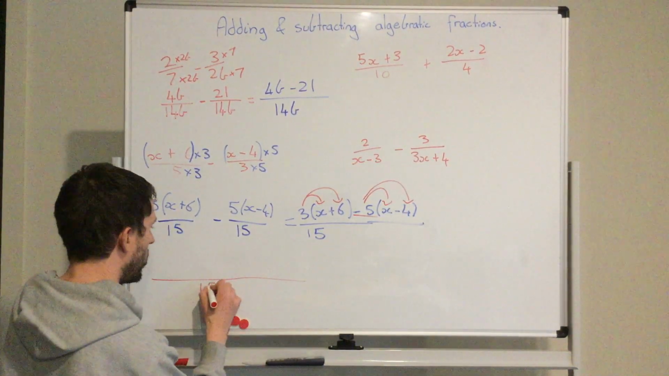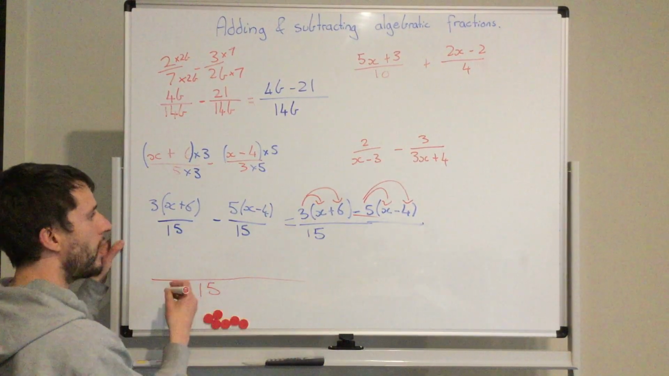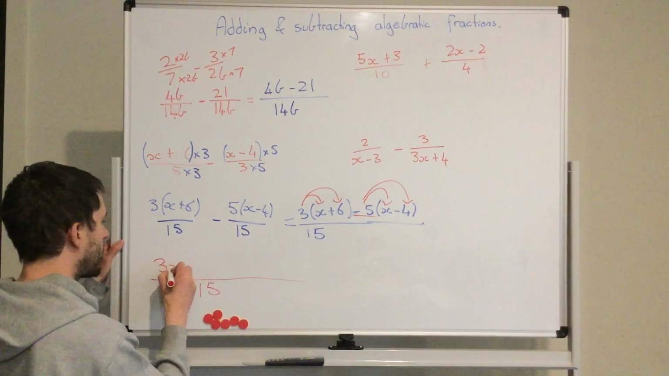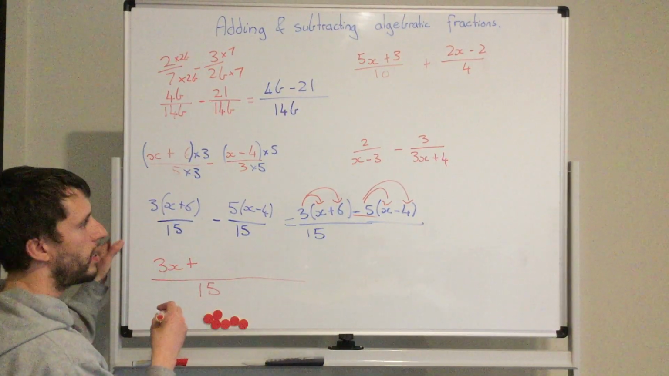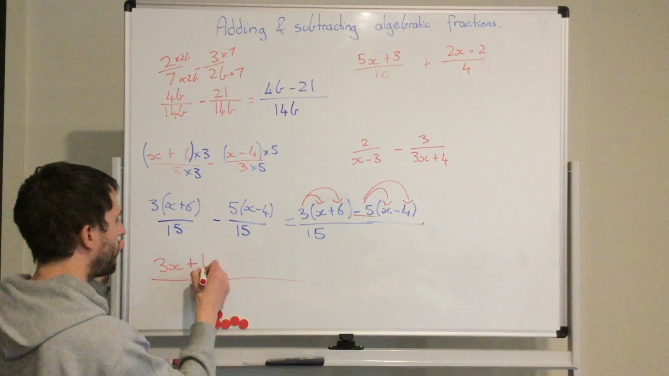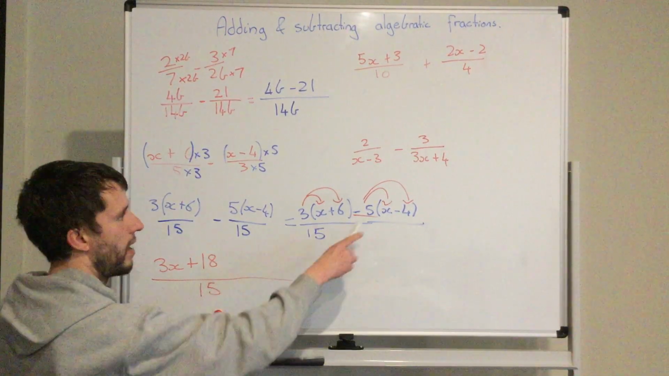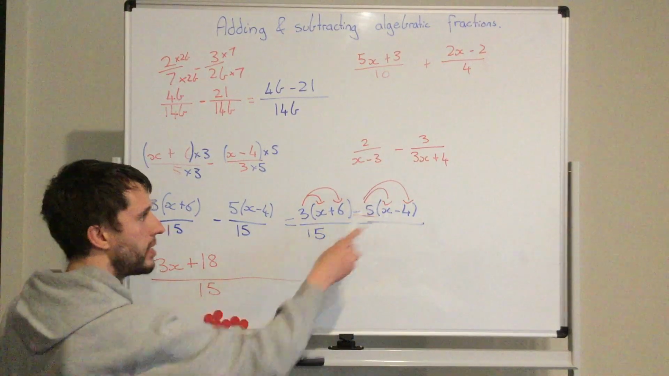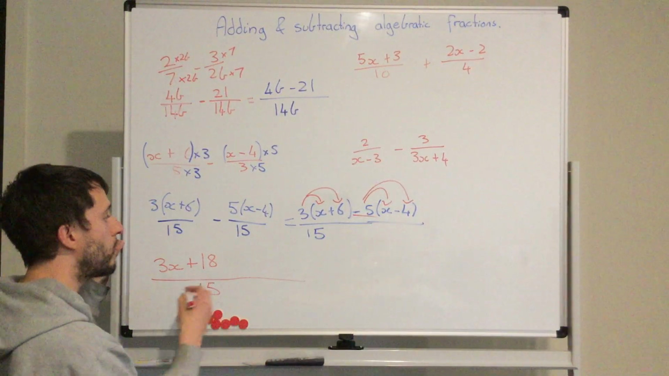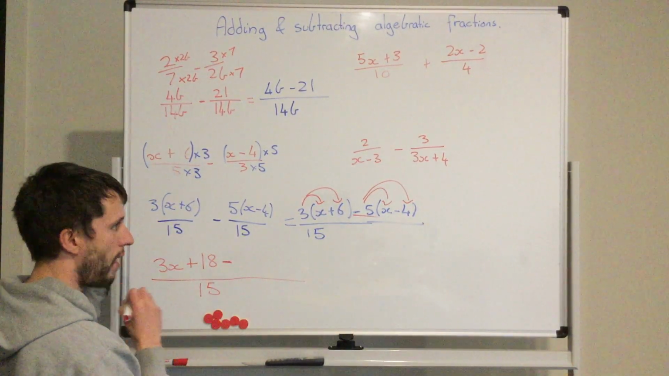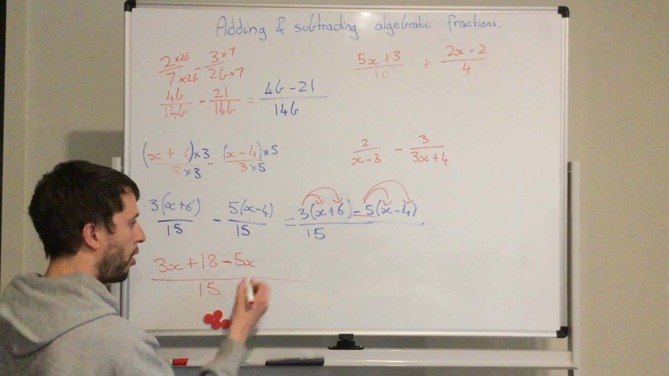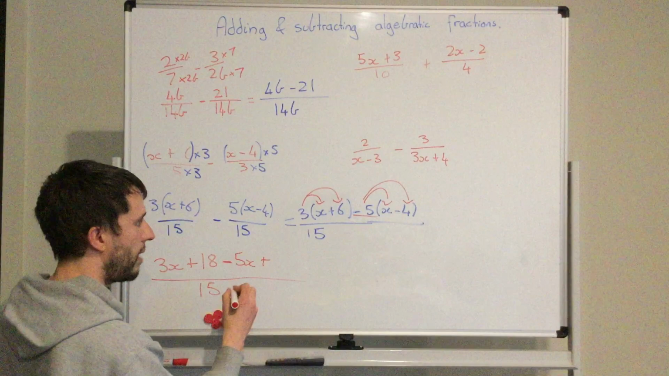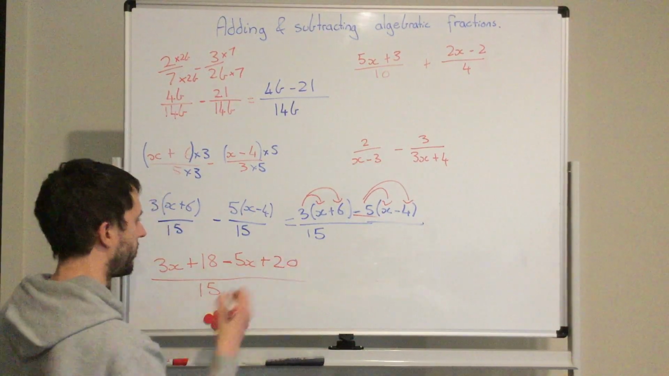I will put 15 on the bottom. 3 times x is 3x, plus 3 times 6, 6, 12, 18. Then I've got negative 5 times x, remember that negative and a positive equals a negative. 5 times x is 5x. Negative and negative equals a positive. 5 times 4 equals 20.